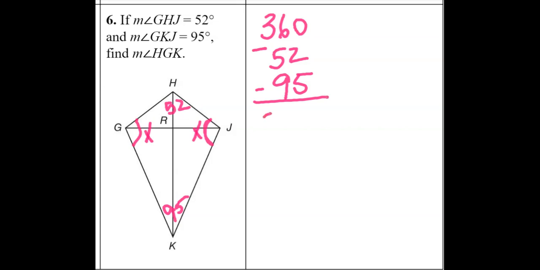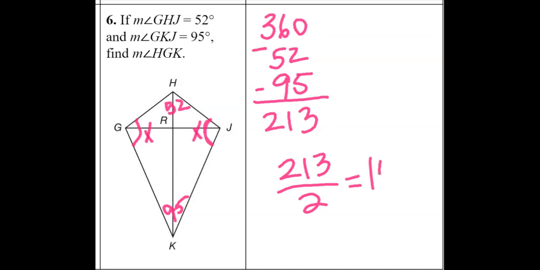I got 213 degrees. And then the two angles at G and J have to share that. So 213 divided by 2 is equal to 106.5 degrees.